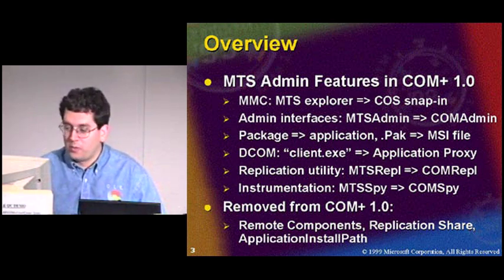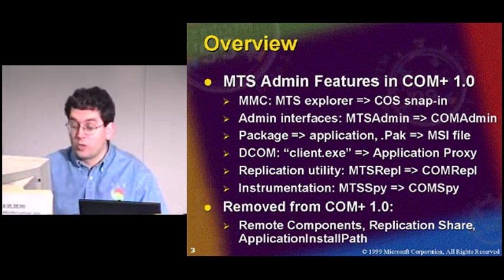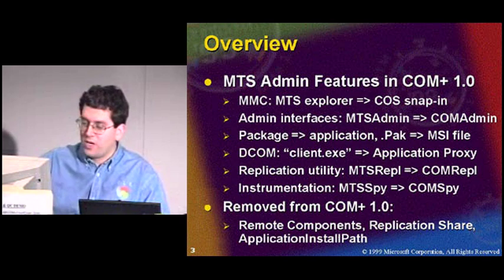Certain things have been removed from COM+ 1.0, from the admin interfaces, just because the features are different now. Remote components, the collection, is not there anymore. Replication share is not needed anymore because the replication utility takes care of it automatically. And the application install path has been deprecated, it is actually not supported anymore, because we're integrating with the Windows Installer.